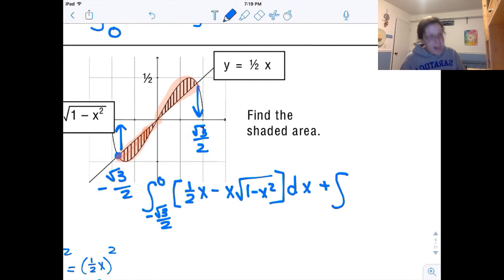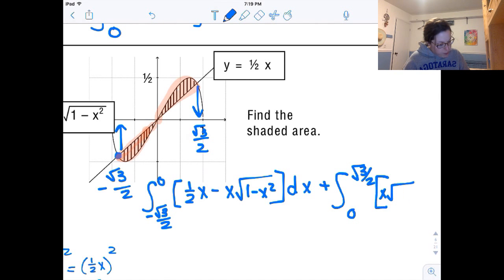plus I would need to add in the other region, which is the integral from 0 to positive radical 3 over 2 of, switch your order, so x radical 1 minus x squared minus 1/2 x dx.